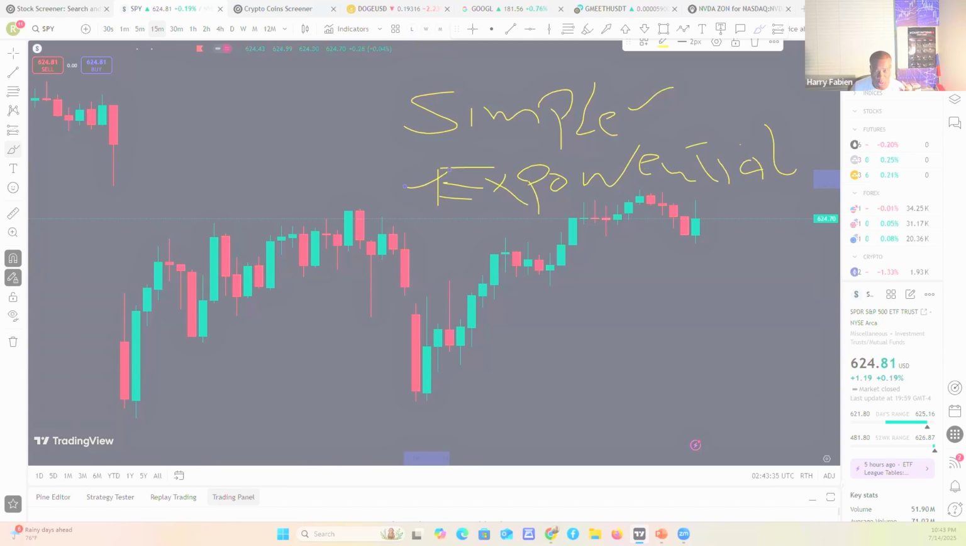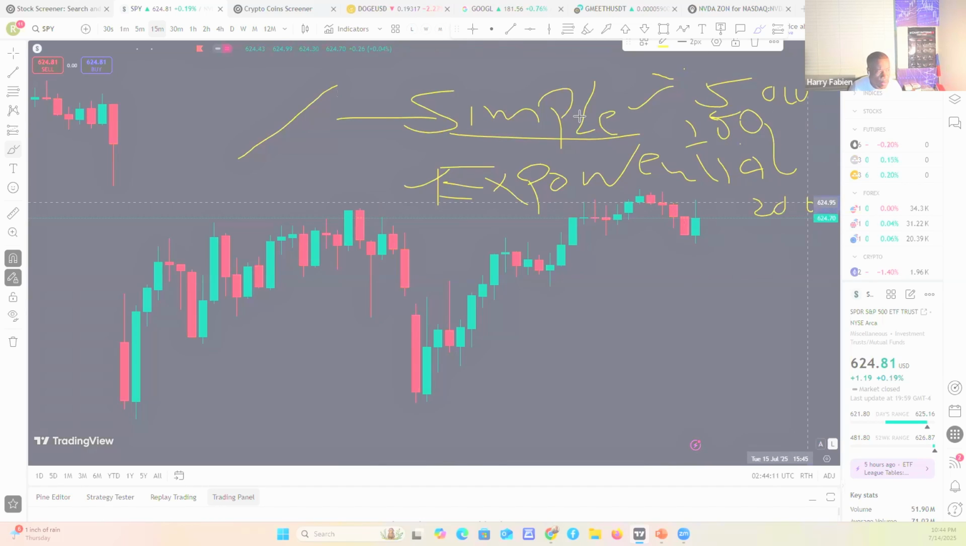The SMA, the simple moving average, takes the average of closing price over a set period. It can be 50 days, 100 days, or 200. So it's good for long term. Most of the time, people use the simple moving average for long term, like the 50, 100, or 200. The simple one is used for the long term.